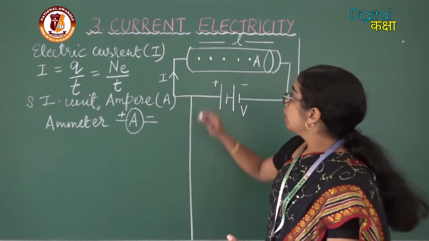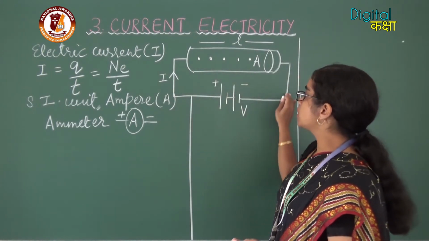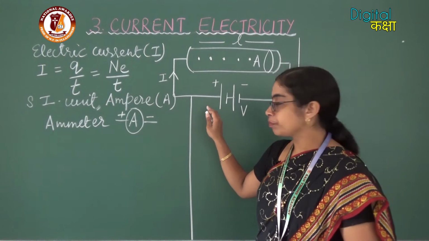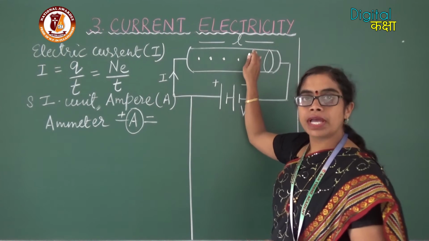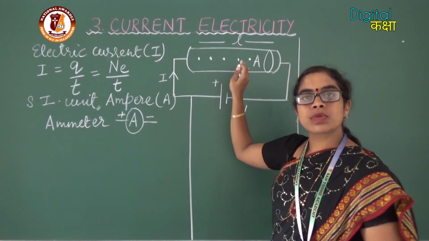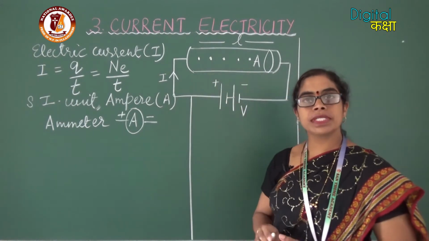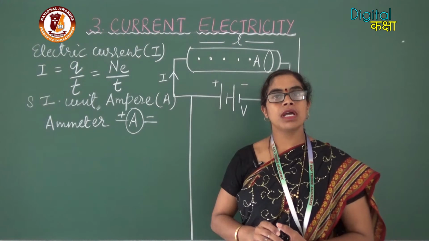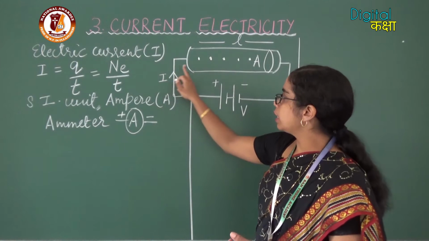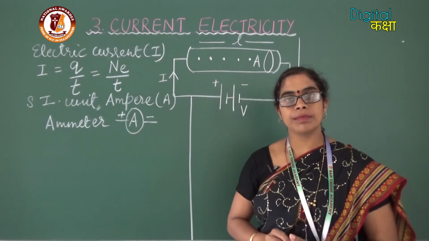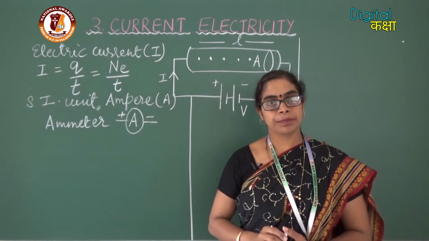In this diagram, it is representing a wire which is connected to the positive and negative terminals of the battery of potential difference V. We have considered the length of the wire to be L and its cross-sectional area to be A. The dots inside the wire are representing the free electrons which are present inside this conducting wire. The direction of the current is also mentioned in the circuit diagram, that is from the positive to the negative terminal of the battery.